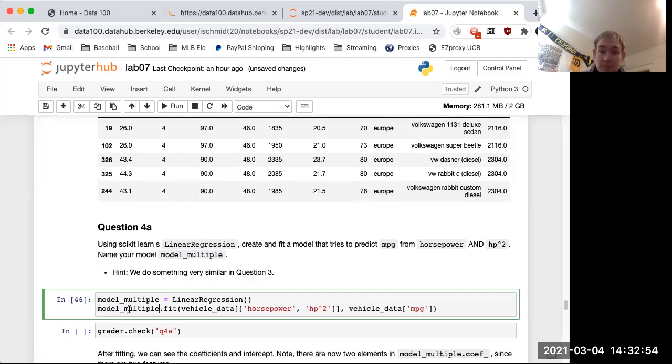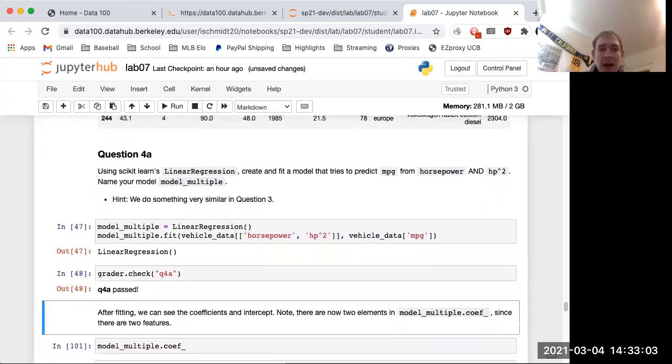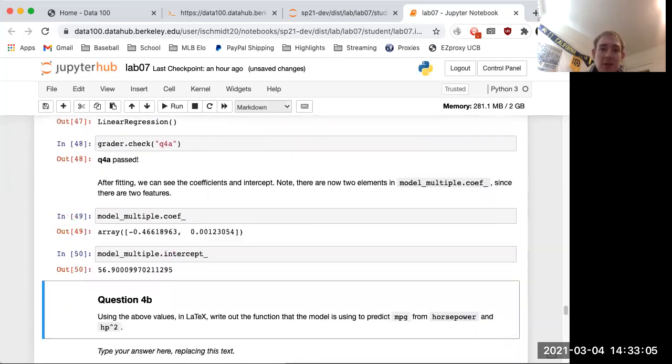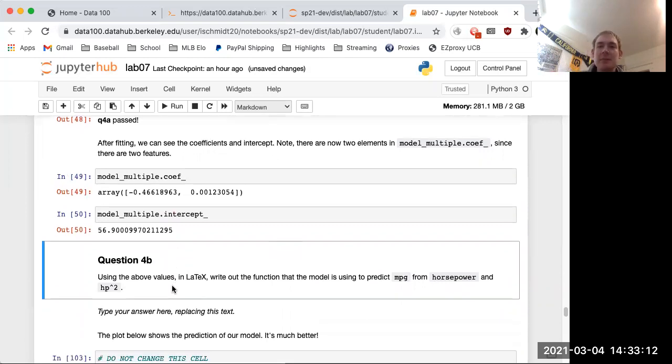So here we're just using two X variables. And this is why, again, it's a data frame as opposed to a series. So we can go ahead and run this, pass, awesome. We can see our coefficients. Cool, great. I don't really know, are these good? Are these bad? Those are not immediately obvious.